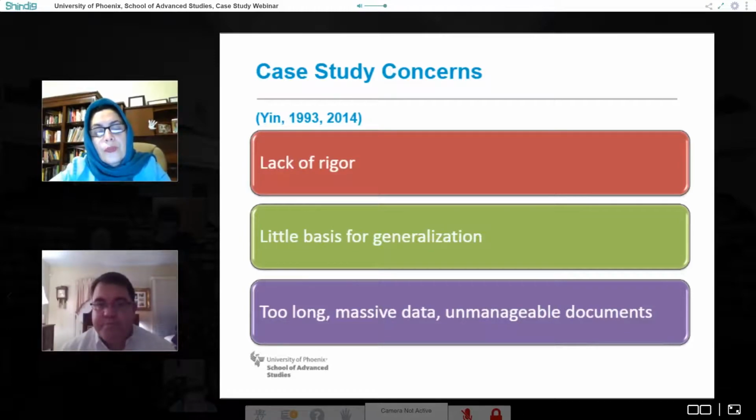But if you are interested in doing case study, we really recommend you to use the software NVivo for managing your data. In addition, there are some approaches and procedures that you can take to basically improve the trustworthiness of your study to address the first concern regarding the validity of your study.